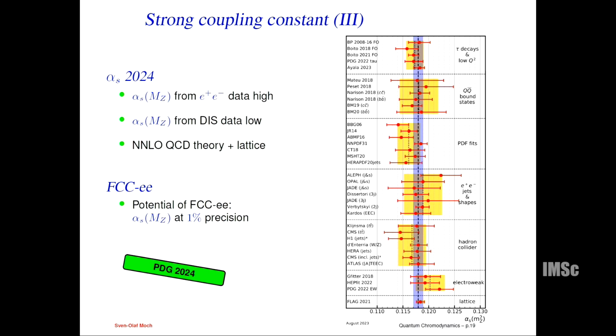So alpha S in 2024, this is the last update of the PDG, the Particle Data Group, from last year, gives you the alpha S determination from a much larger class of quantities now: from tau decays, from quarkonium bound states, from parton distribution fits, which is mainly deep inelastic scattering, from e+e- jet rates and event shapes, from hadron colliders, jets, top quark production, from electroweak precision fits. And you see that, for instance, alpha S determinations from e+e- still give you a larger value of alpha S. Alpha S determinations from deep inelastic scattering still give you a smaller value of alpha S.